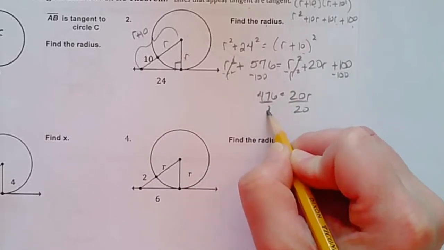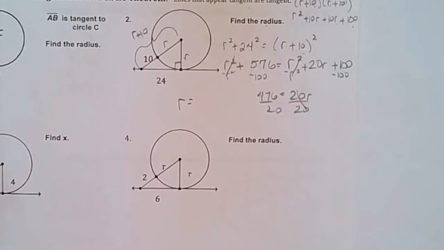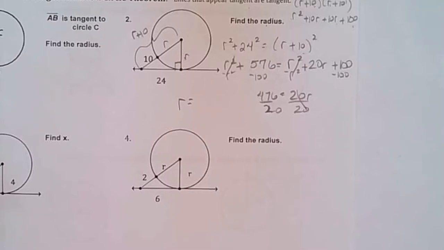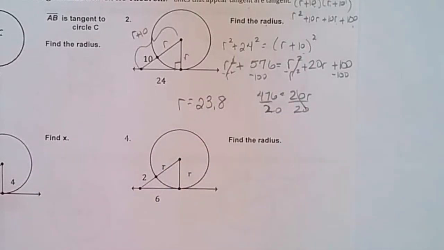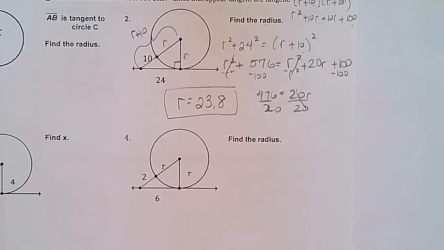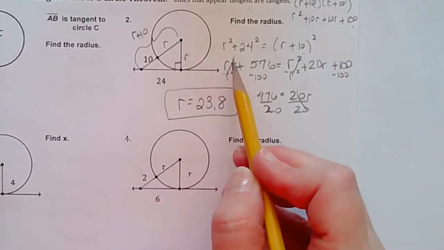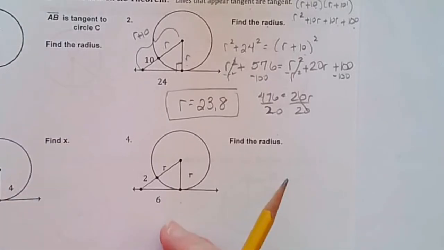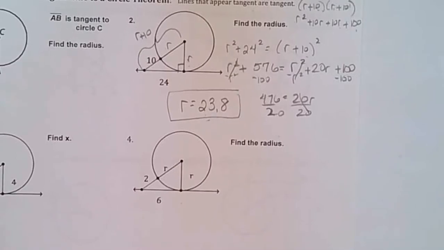Divide by 20, divide by 20, and r is equal to, so pull out your calculator, and you can divide 476 divided by 20, and that's going to be 23.8. That's what your radius is. Okay. So each time they don't give you the radius, write it in both places, and this will be the scenario that happens. Same thing happens down here for number 4. This is the one with the decimal answer, and that's why I chose to do that one.